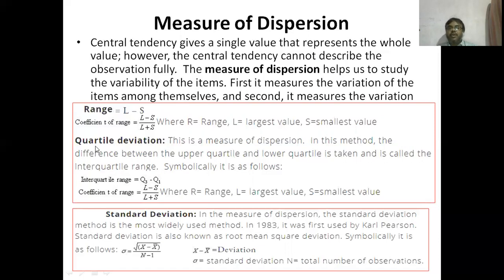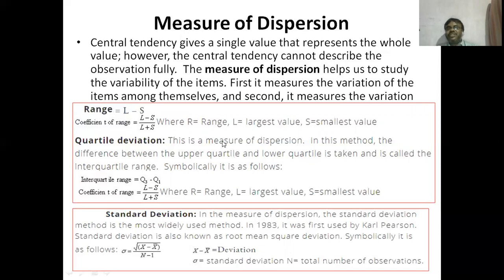It has a lot of things to discuss, like the range that you know very well. Range you can very easily calculate by L minus S, where L is the largest value and S is the smallest value. For example, the marks obtained in your previous semester result will be in the range of 0 to 100, because these two are the specified lower and upper thresholds. Next, the quartile deviation.